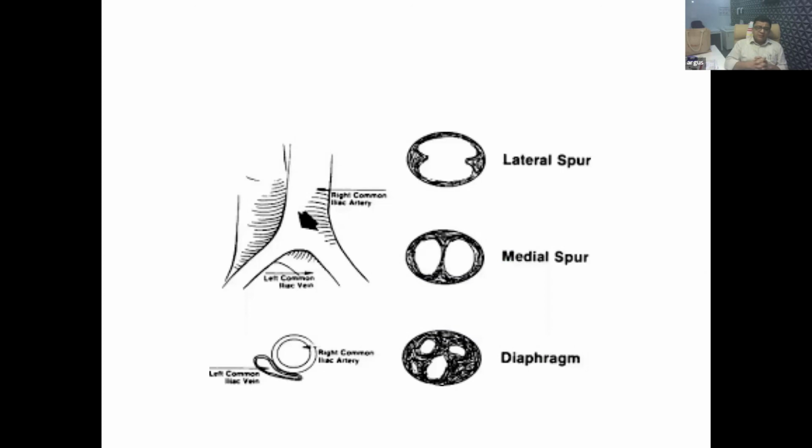So there are three types of spurs which can be present. Either it is a lateral compression into the vein, which is called a lateral spur, or there is a median partition in the vein, which is called a medial spur, or there is a complete membranous occlusion of the iliac vein, or there are multiple channels, which is called a diaphragmatic spur in the left common iliac vein. So once we do angioplasty, the vein is opened nicely, and the swelling and the pain in the left leg is resolved.